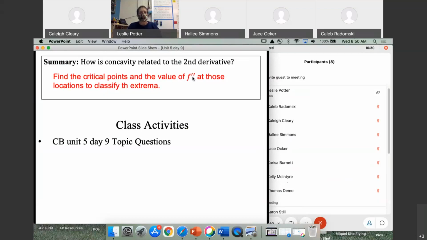Okay, so the tricky thing is relating the value of F double prime to F prime. That seems to be the tricky part. We have to realize that when F double prime is positive, it means F prime is increasing in value. When F double prime is negative, it means F prime is decreasing in value. Okay.